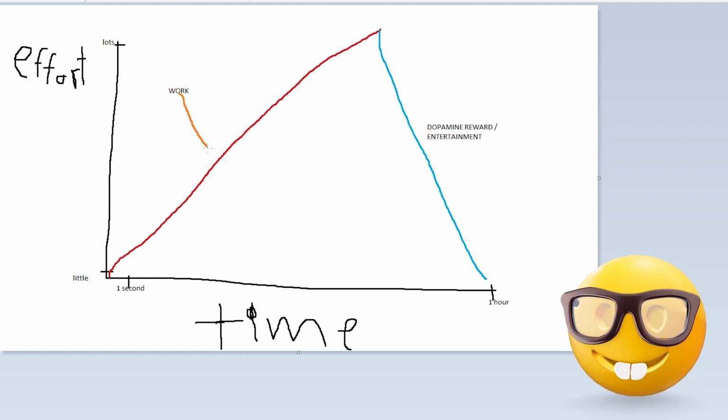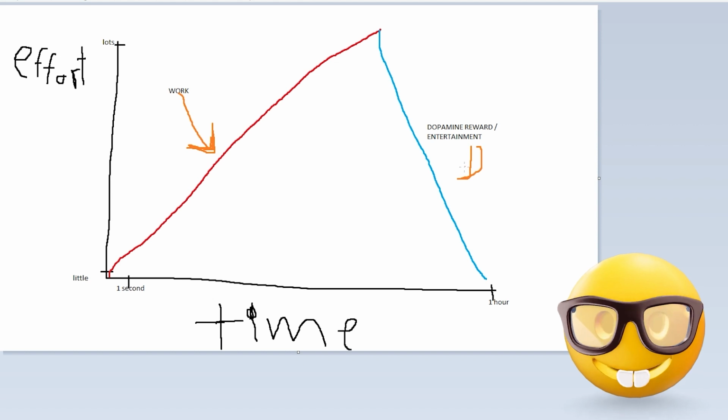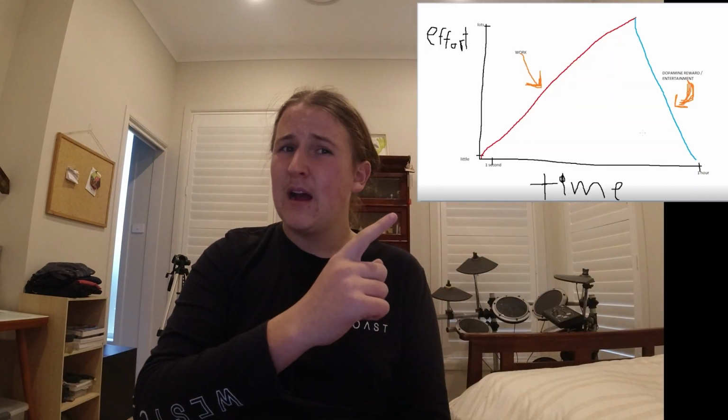This here line is a task you've decided to do, and when you complete that task, your brain releases dopamine, which makes you feel good. That dopamine is what entertainment is. Now, do you see a problem in this graph? Waiting for the dopamine reward becomes boring.